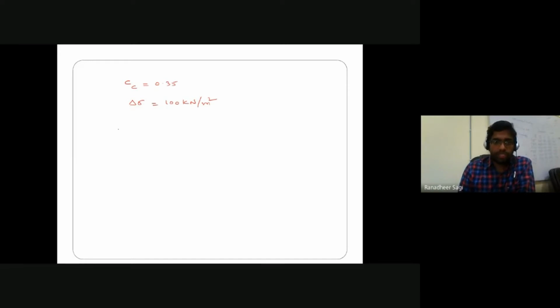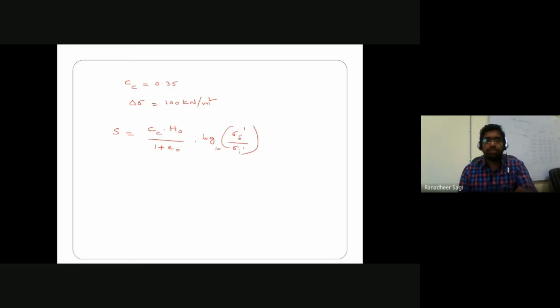Now, if I look at the expression for estimating the settlement when the compression index data and the increment in stress data are available to us, we can calculate the settlement in the soil strata based on this expression: Cc into H naught divided by 1 plus e naught, into log of sigma f dash by sigma i dash to the base 10. So this is the expression I can make use of. And what is the data that I know? Cc is given to me in the problem.